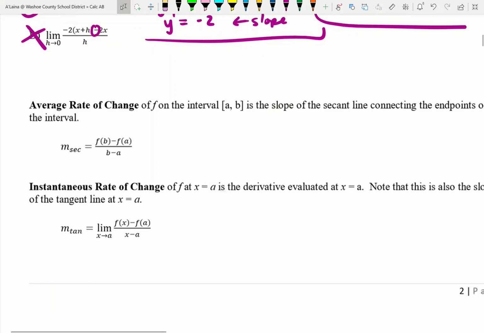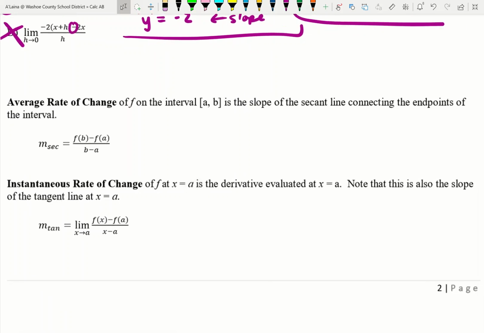When we talk about rates of change, you're going to hear people reference average rate of change, and you're going to hear people reference instantaneous rates of change. An average rate of change is the rate of change over an interval, where we have a starting and a stopping point that are two different points. It is the slope of the secant line, the slope of the line connecting the endpoints of the secant.